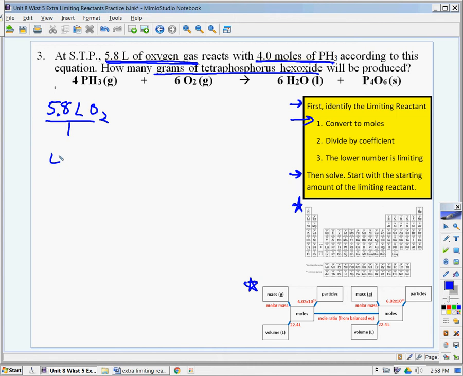And 4.0 moles of pH3. We got to do these steps for both of these. First step, convert to moles. Well, for oxygen, we need to use 22.4 to cancel liters and to go to moles. Remember, we can use 22.4 when we're at STP, no problem. We're just going to assume we're at STP in this problem.